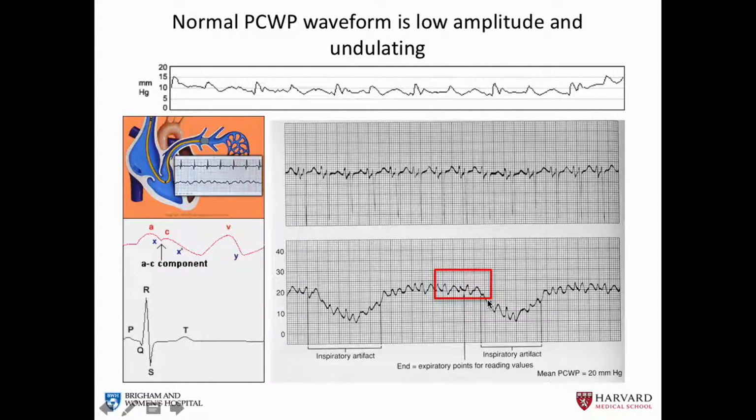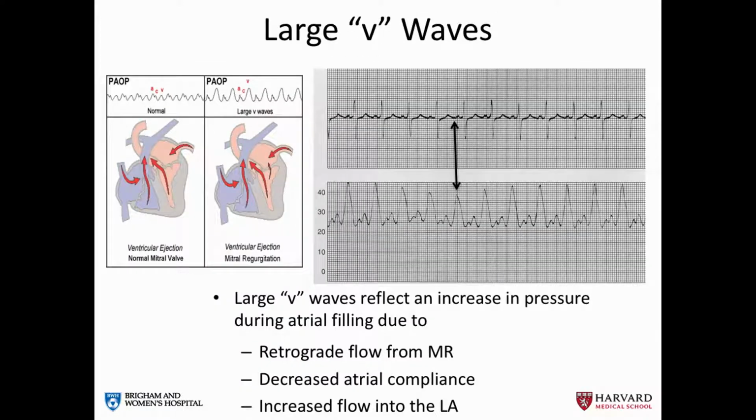And this just shows you where we would measure that pulmonary capillary wedge pressure at end expiration. Now, there can be differences in how these waveforms look, and they can be reflective of the underlying physiology. Probably one of the more important features of the waveform is what we call the V wave. This V wave in this particular patient reflects an increase in pressure during atrial filling, and it could be due to a number of things.